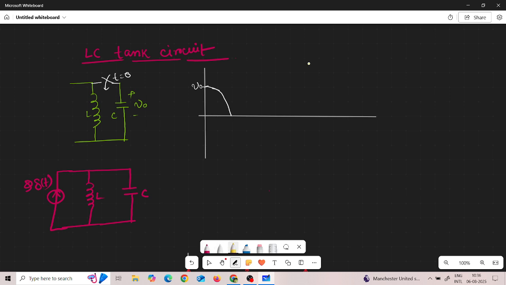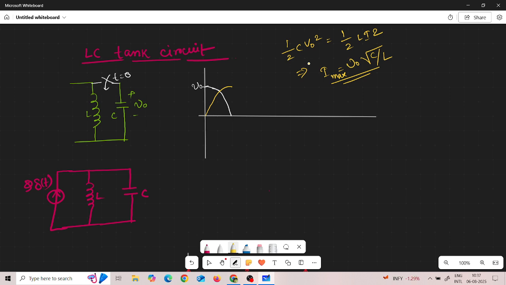Let me draw it in a different color. So the inductor current will increase like this. So now what will be the value of the maximum inductor current? The energy stored by the capacitor, half C V naught square, is equal to half L I square. So this is the energy stored by the inductor. So I is nothing but V naught root under C by L. So this is the maximum amount of current.